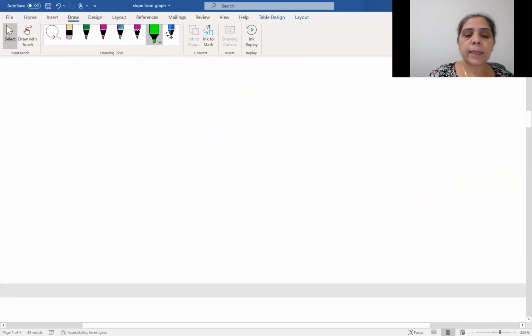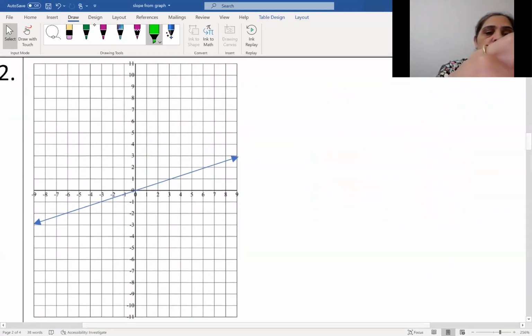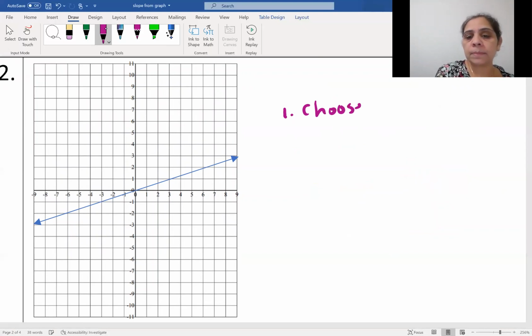So let's see the second example. Here we have a graph. For my step one, try to pause this video and try to do it by yourself. All right, so did you find the slope? What is your step one? Step one is choose 2 points. What 2 points will we choose? Which ones are whole numbers?